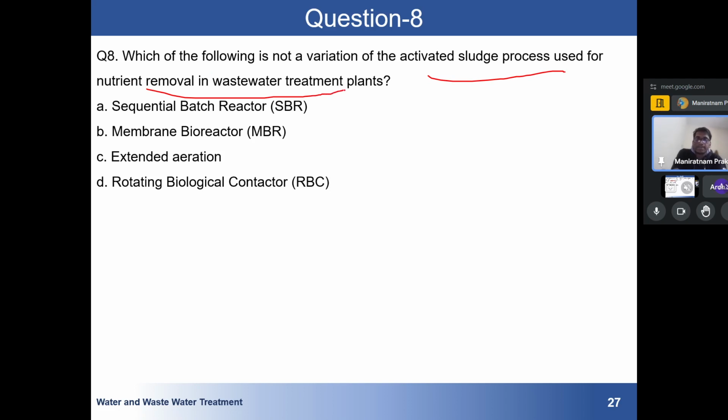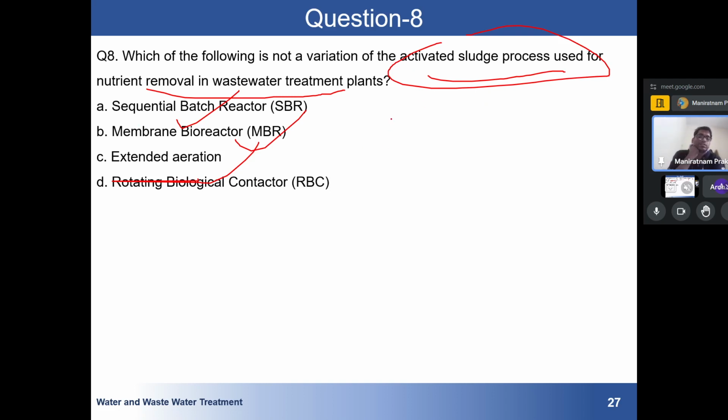Remember, I have already discussed different types of bioreactor. Okay, so this was a bioreactor. Activated sludge process is also a bioreactor. This is also a bioreactor. This is also a bioreactor. And remember why I am saying activated sludge.